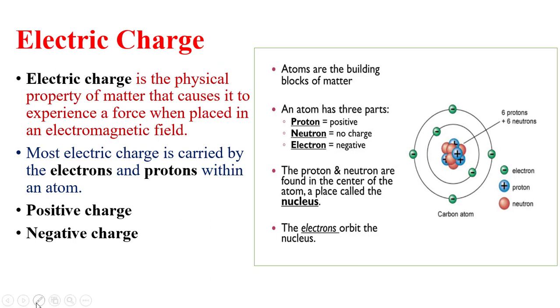Electric charge is a physical property of matter that causes it to experience a force when placed in an electromagnetic field. So basically, electric charge is a kind of matter property or substance property. It experiences a force when it is placed in the presence of an electromagnetic field. Most of the electric charge is carried by the electrons and protons within the atom. You can observe here, this is an example of a carbon atom.